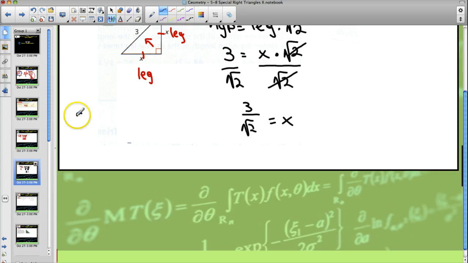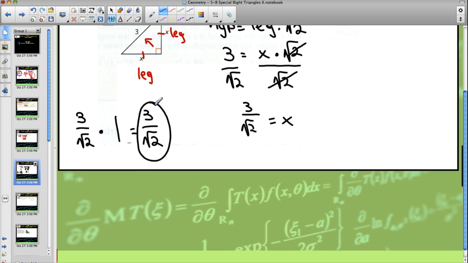If I have 3 over square root of 2, and I multiply it by the whole number 1, I'm not changing the value. So multiplying by 1 didn't change it in any way. But I'm going to choose how I write the number 1. So if I do 3 over the square root of 2 times 4 over 4, for example, well, 4 divided by 4 is just a fancy way of writing the number 1. So I expect my answer to be unchanged. It's still 3 over square root of 2.